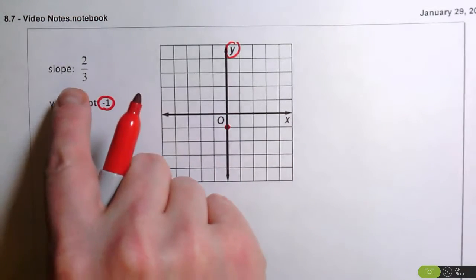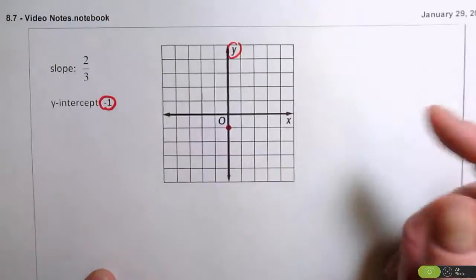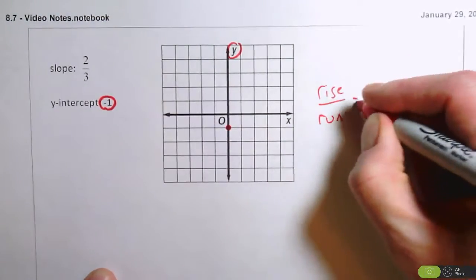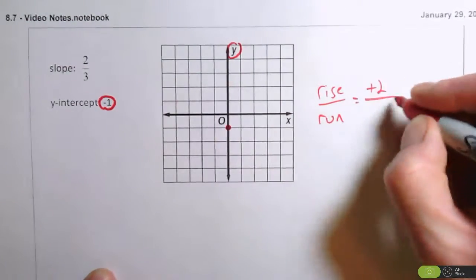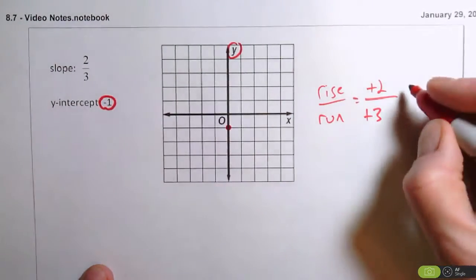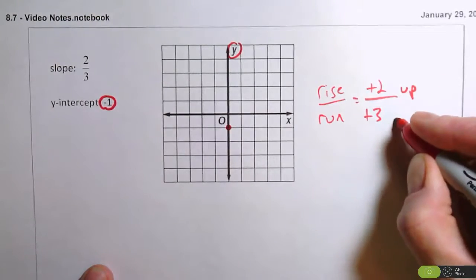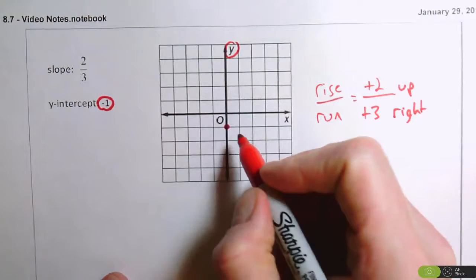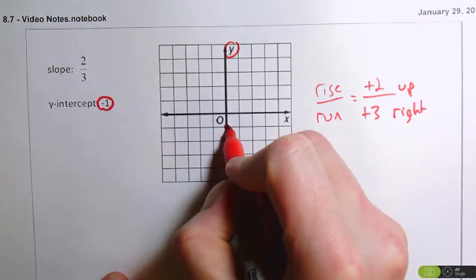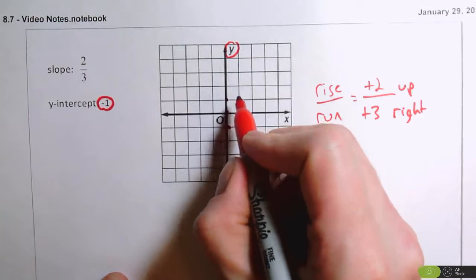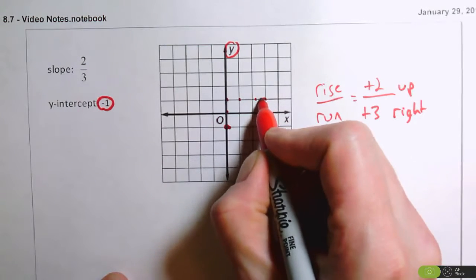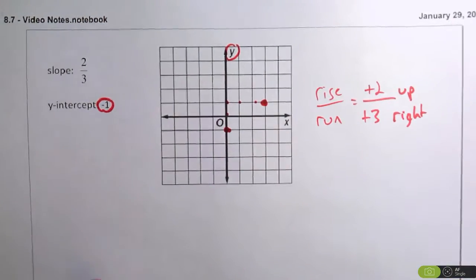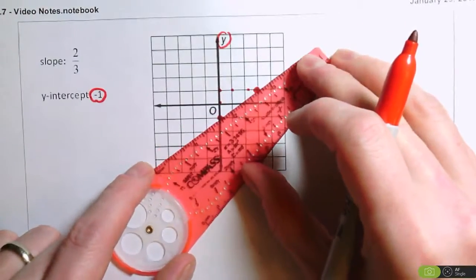Now, the slope is 2/3. That's what we're going to go back to. Remember, slope is rise over run. We have a +2 and a +3, which means 2 up and 3 right. So from the y-intercept, what I will do is go up 2, right 1, 2, 3. I'll make a point there, and then I will graph my line.